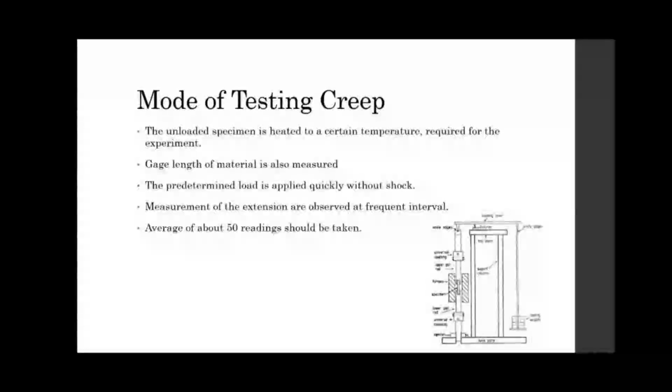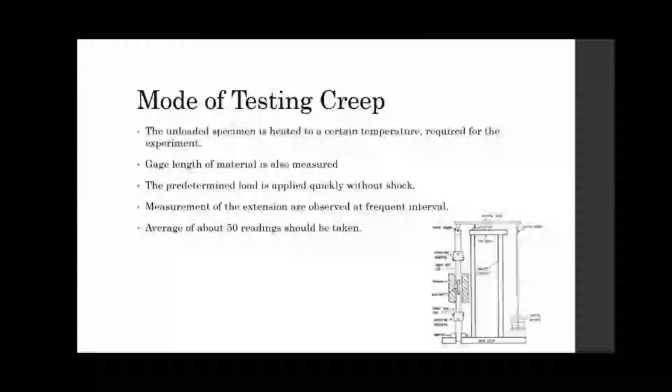Here we can see the diagram of how creep is tested. First, the unloaded specimen is heated to a certain temperature required for the experiment. Then the gauge length of the material is measured. The predetermined load is applied quickly without shock, and then extension measurements will be done at frequent intervals. Around 50 readings should be taken.